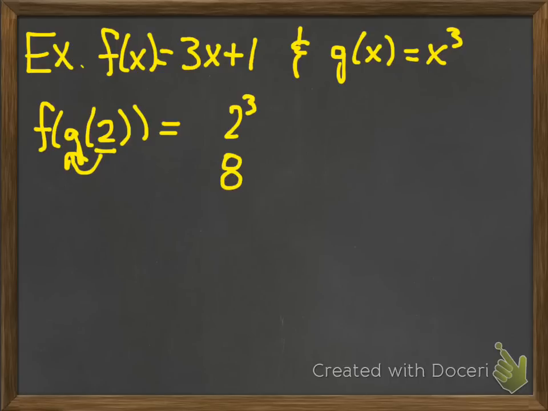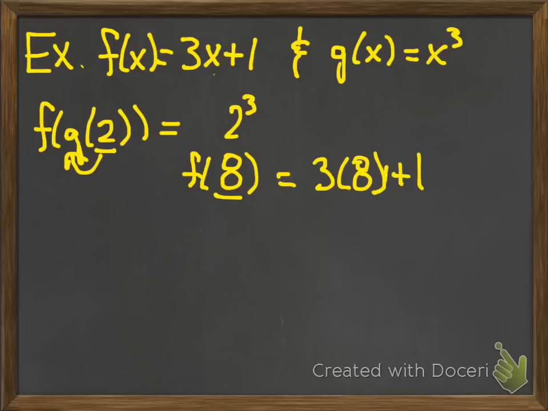Now I'm going to take that answer and put it into the x of the f function. So I'm going to say 3 times 8 plus 1. 3 times 8 is 24, plus 1 is 25.